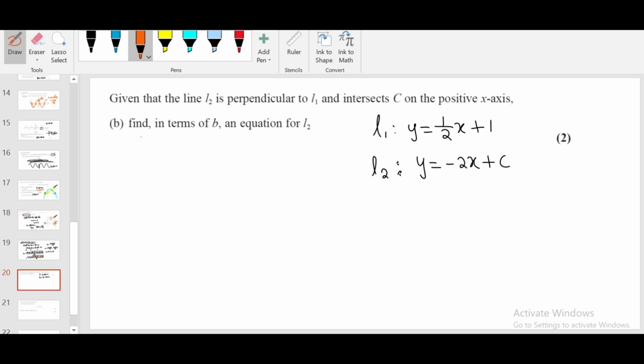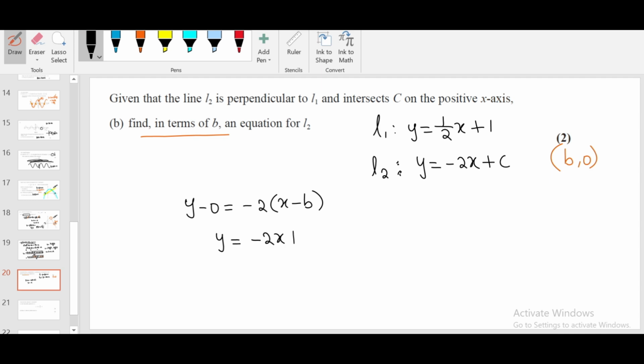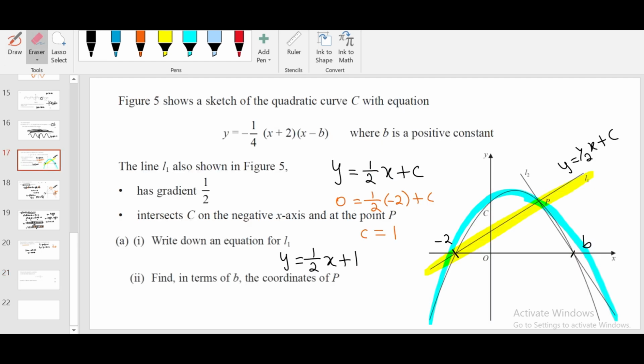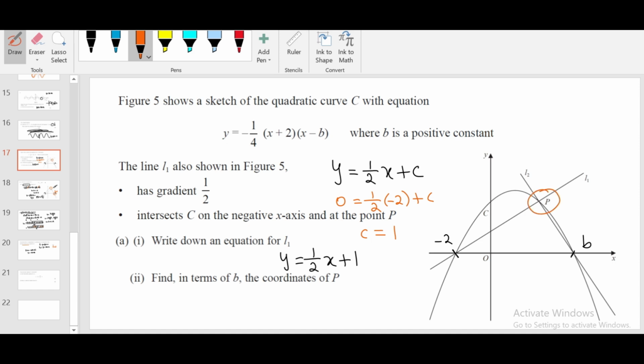In fact, they want you to find the equation in terms of b. So we are going to use the point b comma 0 here. The equation is going to be y minus y1 is slope times x minus x1. So y is equal to negative 2x plus 2b. That's the equation of L2. Given also that L2 intersects the curve at point P. Yes, definitely. If you look at point P, it's basically the intersection of all three functions, right? So L2 is also intersecting the curve at P.